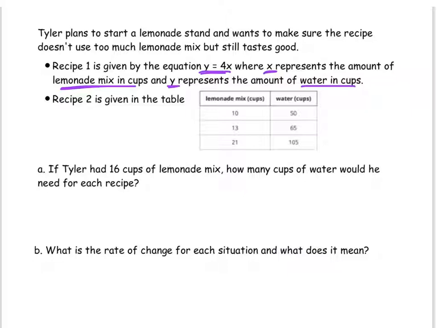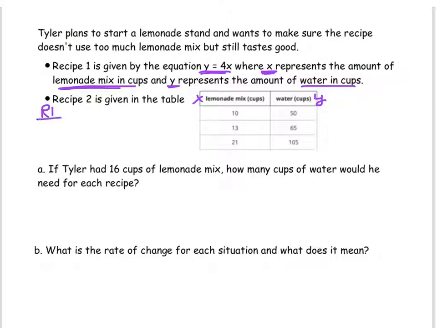Recipe 2 is in the table. So the lemonade mix, I'm going to go ahead and label that X, just like it says in here, and then the water is going to be the Y. How much water you need depends on how many scoops of the mix you put in. Okay, so if Tyler has 16 cups of lemonade mix, how many cups of water should he put in for each recipe? So I have 2 recipes.